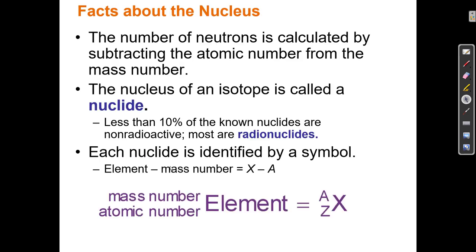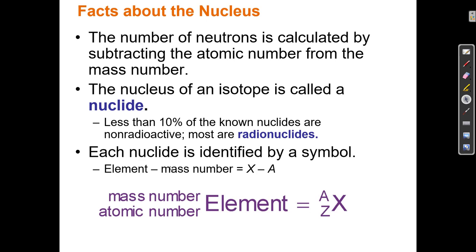So the number of neutrons in the nucleus is calculated by subtracting the atomic number from the mass number. Remember that inside the nucleus are the protons and the neutrons. And the nucleus of an isotope is called a nuclide. Remember that different atoms of the same element always have the same number of protons, but can have different numbers of neutrons, and we call those isotopes. So when we're looking at a certain atom's nucleus, we call that nucleus a nuclide. We're going to start using some new terms when we're talking about nuclear chemistry in this chapter.